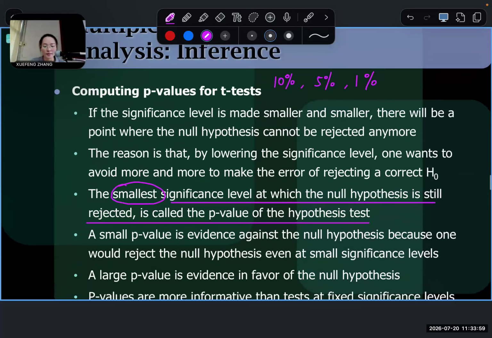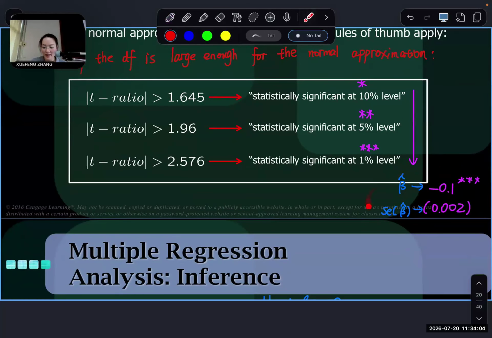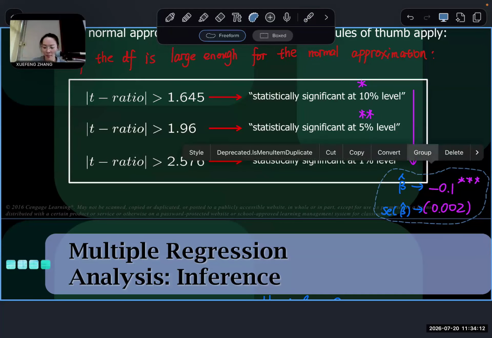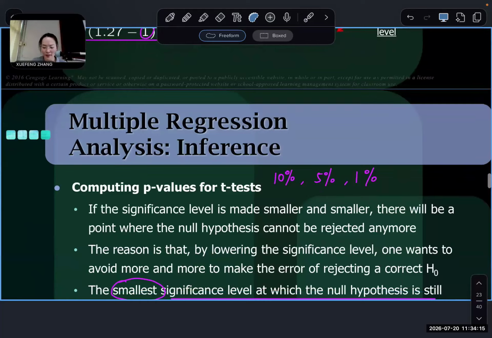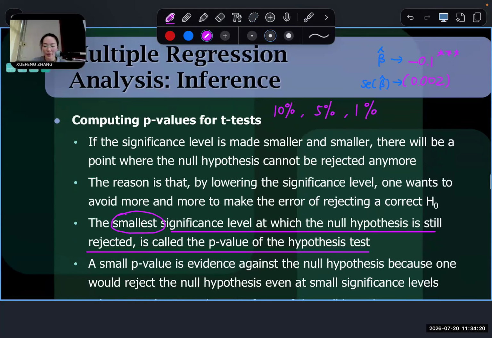What does it mean? Before I showed you this one, let me just use this. The t statistic is extremely large, about -50 something. So this one is significant at 10% for sure, and also significant at 5% and 1%. But that means you need to choose the smallest significance level, which is 1%, okay?